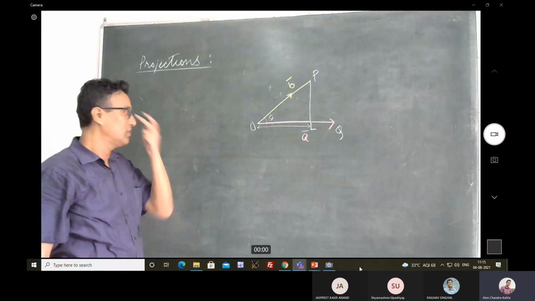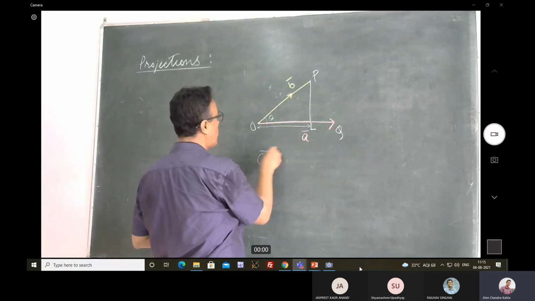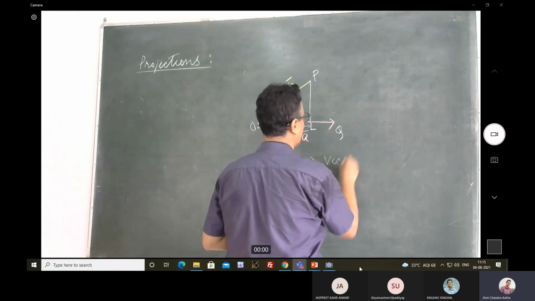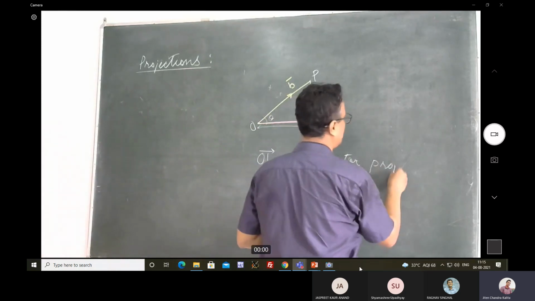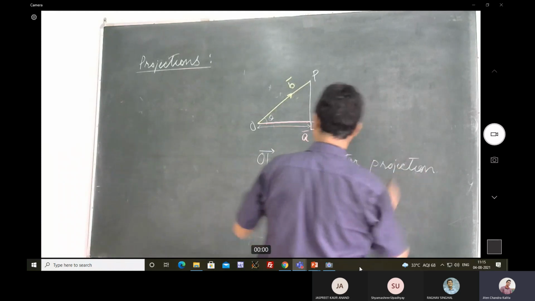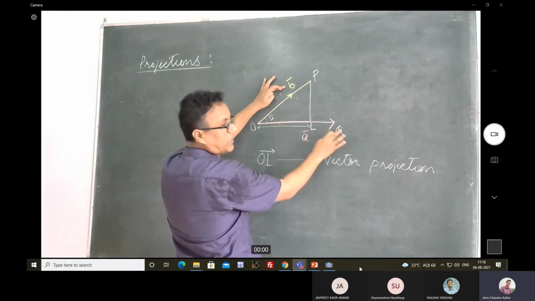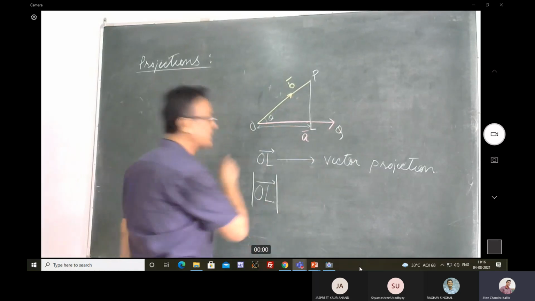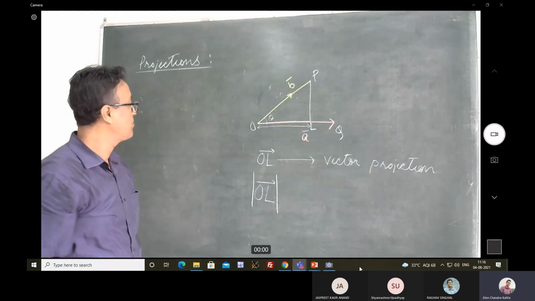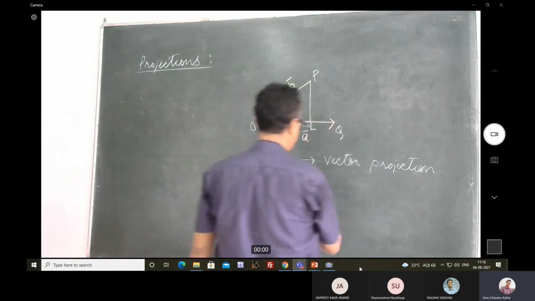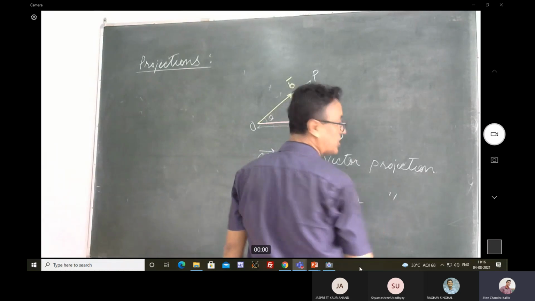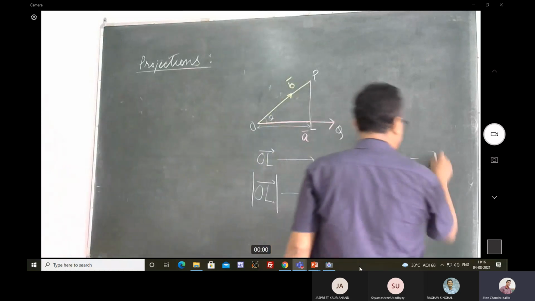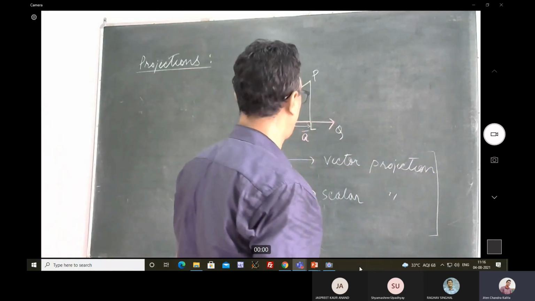Okay, so now if I consider the vector OL, it is called the vector projection of the vector B over the vector A. And if you consider the magnitude of this OL, then it is called the scalar projection of the vector B over the vector A. Okay, and they have got specific names for it.